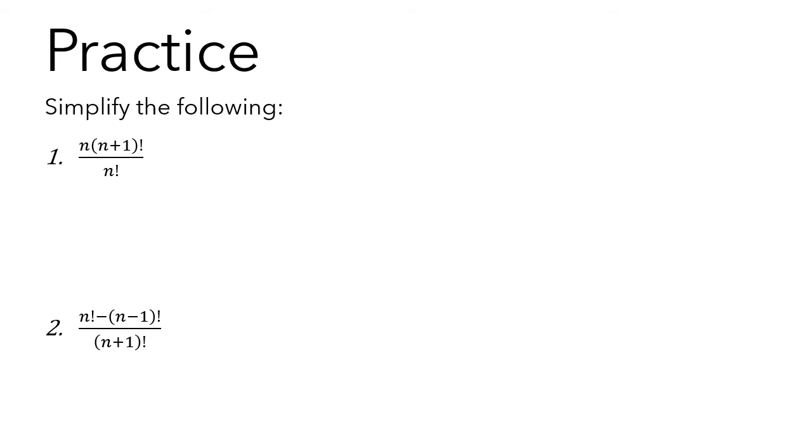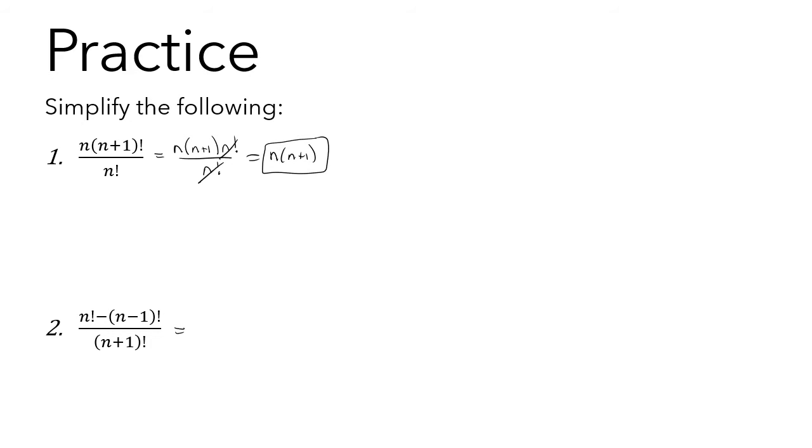All right, let's try some practice. So let's simplify this. n times (n plus 1) factorial is just (n plus 1) times n factorial, divided by n factorial. n factorial and n factorial will cancel, and I'll be left with n times (n plus 1). And that's my simplified answer.